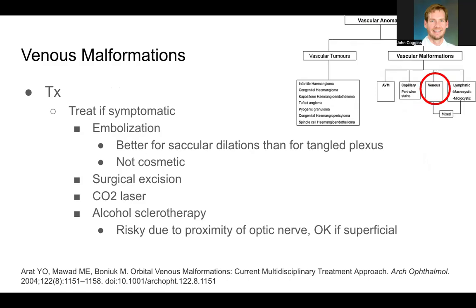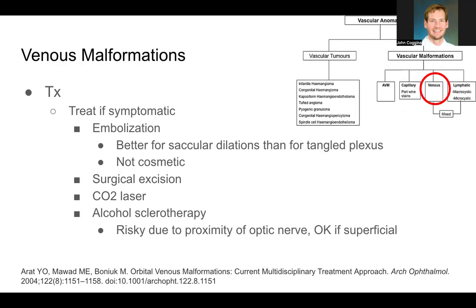To treat venous malformations of the eye, you treat them if they're symptomatic. There's four basic options. You can embolize them, which is generally better for saccular dilations than for a tangled plexus. Understanding that this is not truly a cosmetic option. If the malformation is close to the skin, it's going to look bad after you embolize it. A surgical excision, CO2 laser, and alcohol sclerotherapy are all options as well.